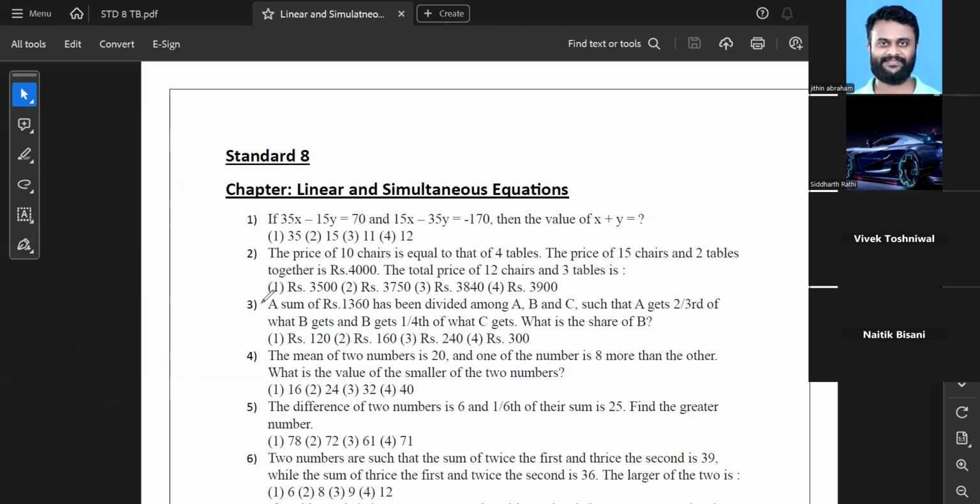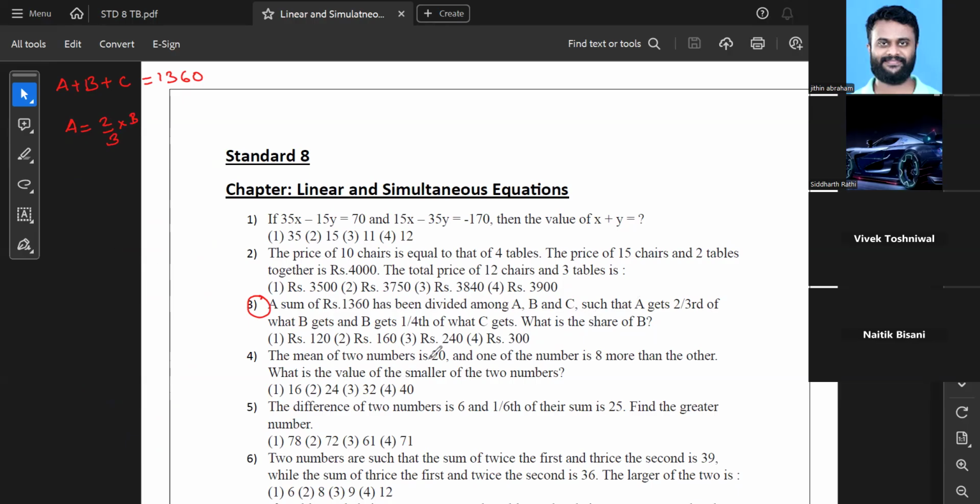So going forward, for the third problem: a sum of 1360 has been divided amongst A, B, and C. So they have said A plus B plus C is equal to 1360. In the second continuation, they have said such that A gets two-third of what B gets. So A is equal to 2 upon 3 multiplied by B. This is what they have said.